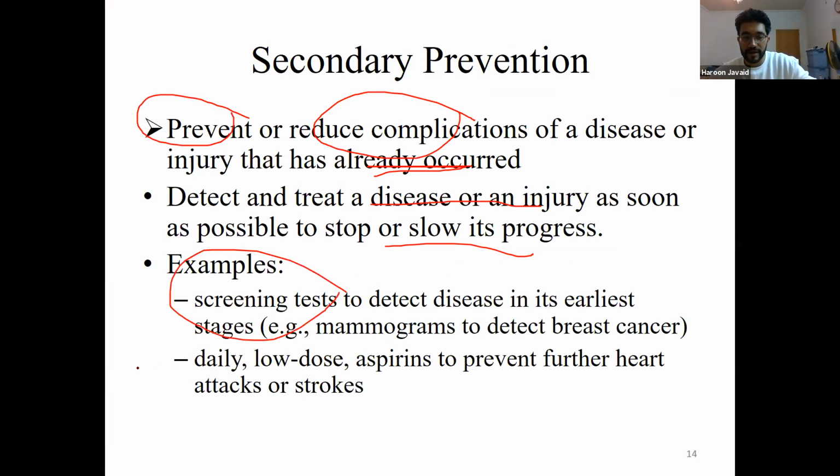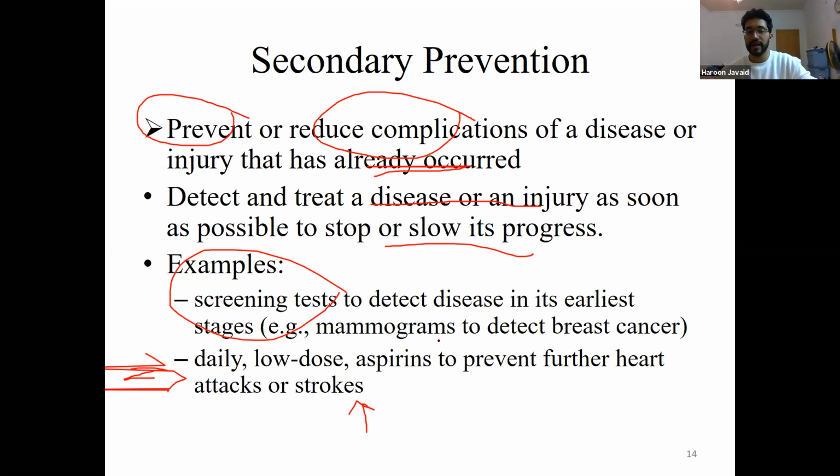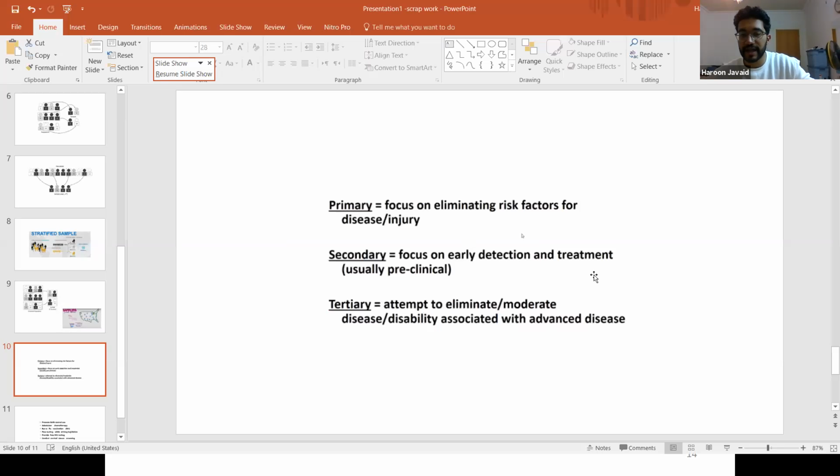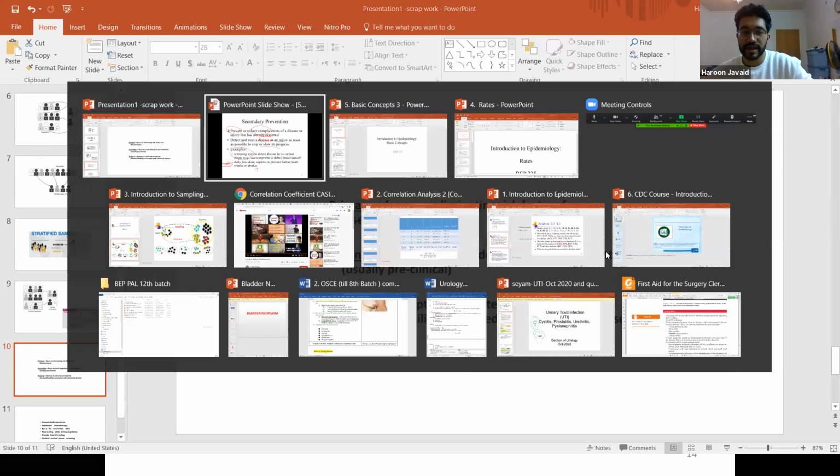Now this example, it's really shady, okay? I don't get why they put this over here, to prevent further heart attack or strokes, because this could also be interpreted as tertiary intervention. So just memorize this one. I don't know why they put it here. But usually they focus on early detection and early treatment. So acute treatment, whenever we have acute management of a disease, it's usually going to be secondary.